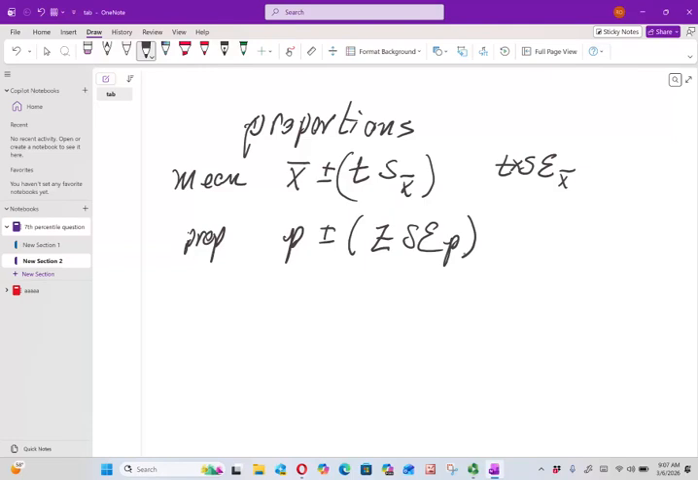Bets on proportions. This is the same setup as a bet on the average, except instead of the t-value, a proportion always uses a z-value, a standard normal value. And it's purely because the proportion is actually from the binomial distribution rather than a normal distribution. All the rules apply except that it's a z-value instead of a t-value.